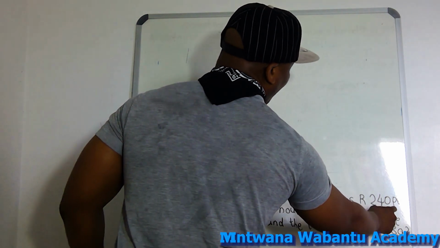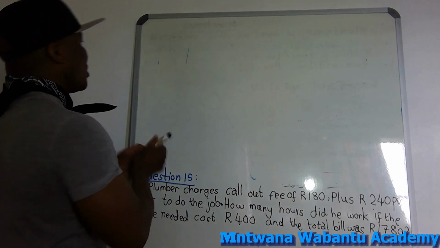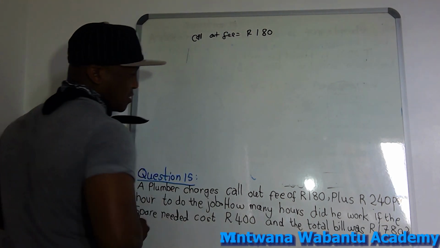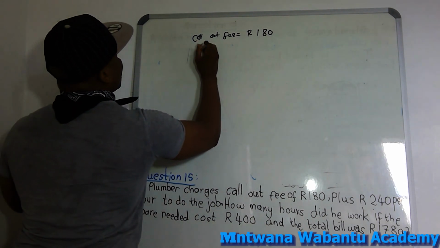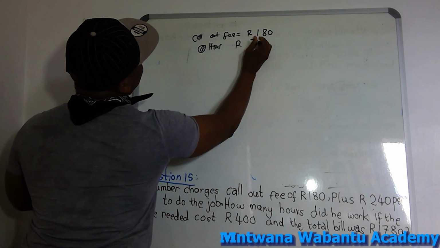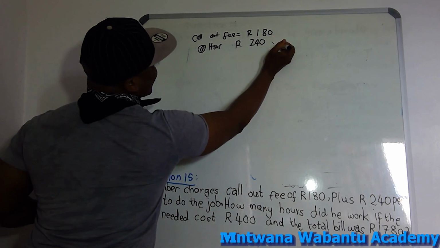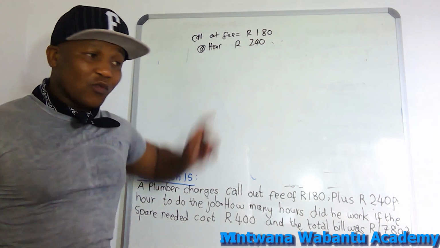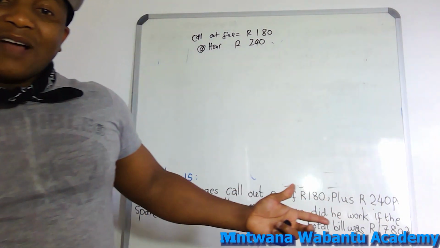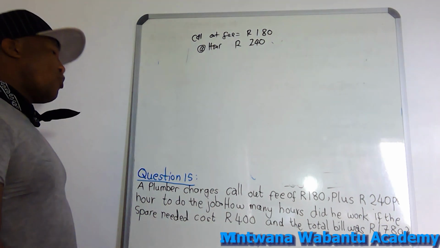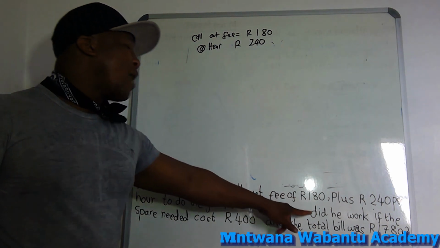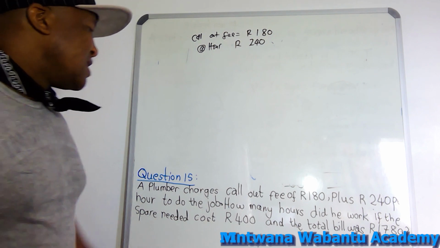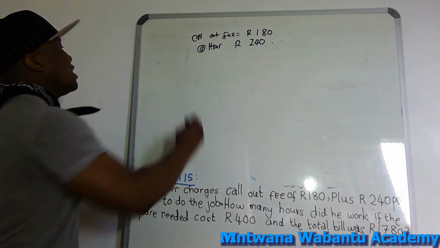Plus 240 per hour. So there you go. Call out fee 180. And then for each hour, you're going to have to pay him how much? If you do 3 hours, you multiply by 3. But the call out fee is always the same, 180, because you called him. But the 240 can increase, because maybe you want 5 hours this time or 6 hours. So it's all going to be paid to do the job. How many hours did he work? We don't know the number of hours, but I think they might say something else here. If the spare needed cost 400, so cost of spare.